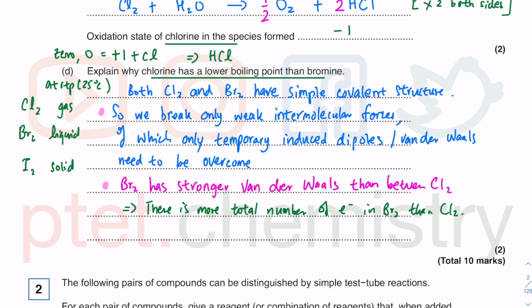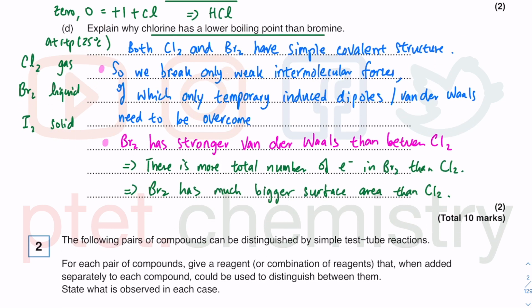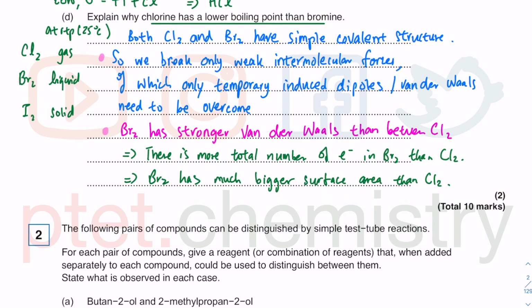But the second reason is Br2 has a much bigger surface area, as it has an additional shell, so you have a bigger surface area than your chlorine molecule, and therefore your van der Waals forces get stronger, and therefore you will need more energy to break that. So I think these two are the key important factors, and that's the end of that 10 marks question there.